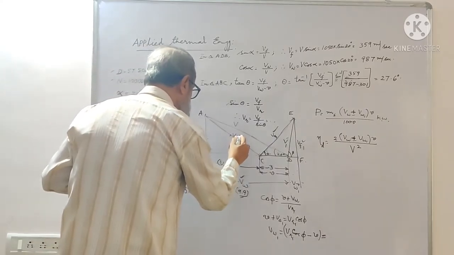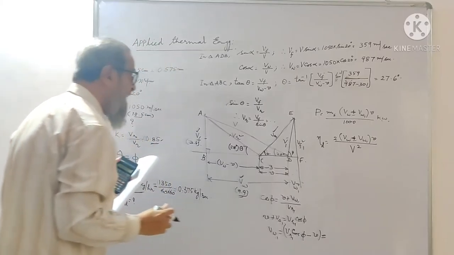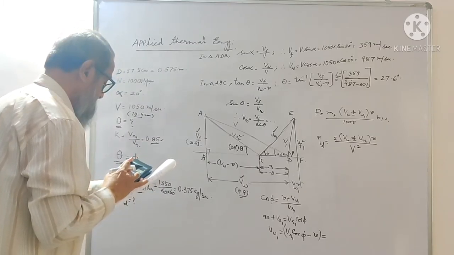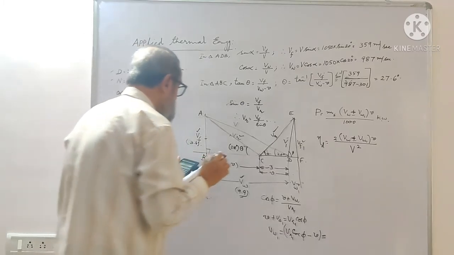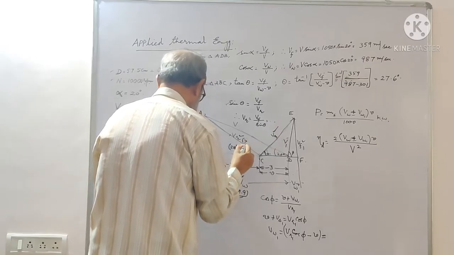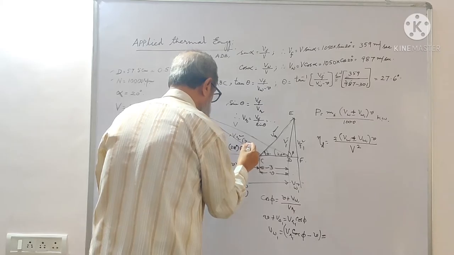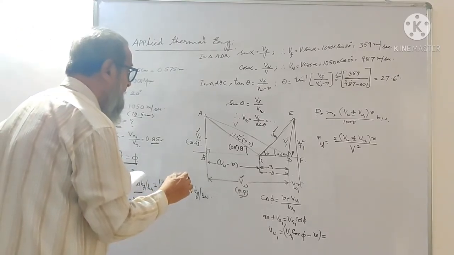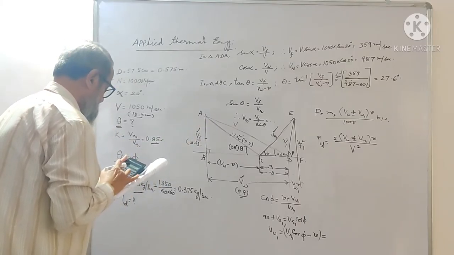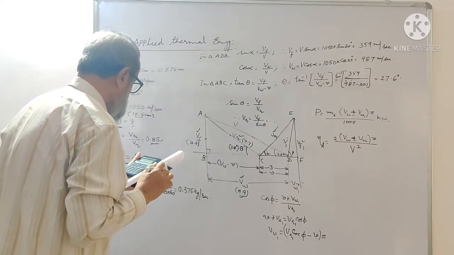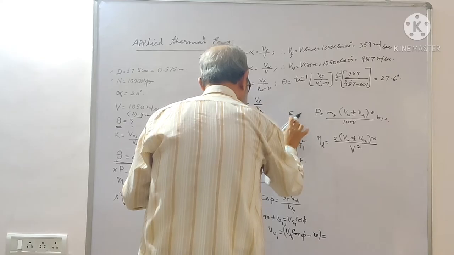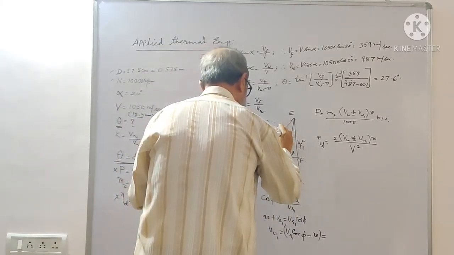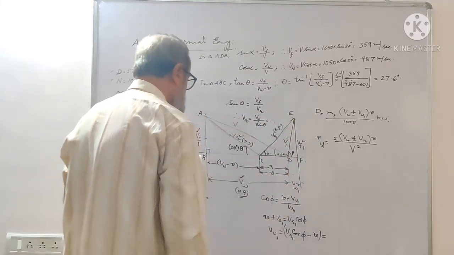Now, after this, we can get this Vr. How to get Vr? Vr is Vf by sin theta. Vf is 359 or 360, you can take, divided by sine 28, will give me 766.8. You must get around 770 meters per second. So Vr1 will be 0.85 into that, which should be 651.8 or 652. This will be 652, that means it should be around 6.5 centimeters, roughly.